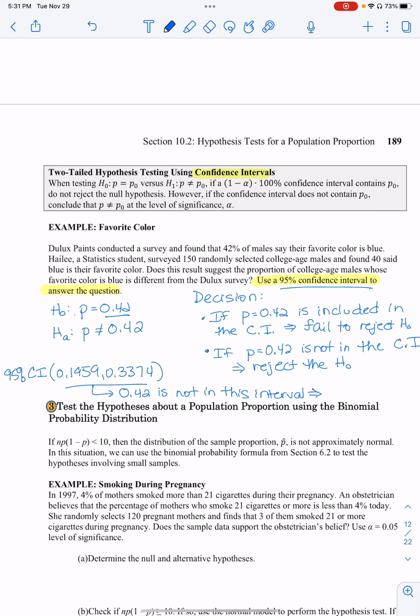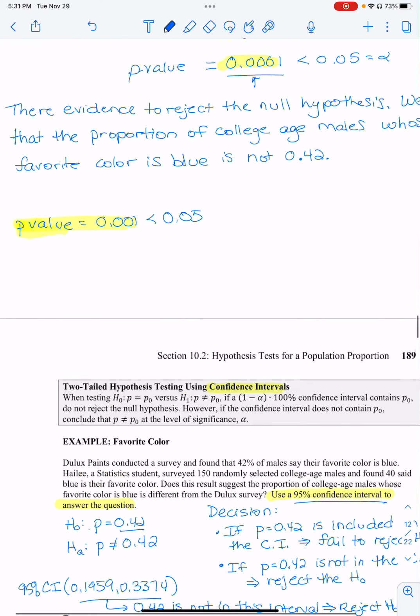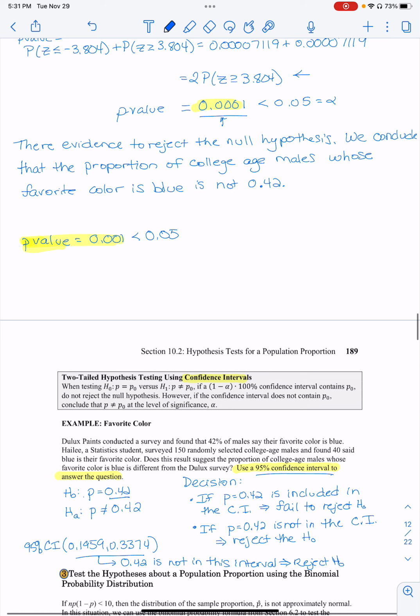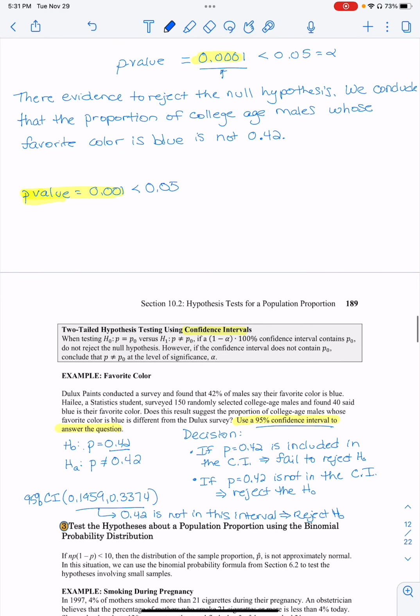So in that case, I'm going to reject my null. I'm going to reject my H-naught. And I'm going to say, again, exactly what I said above. There is evidence to reject the null hypothesis. We conclude that the proportion of college-age males whose favorite color is blue is not 0.42 because 0.42 is not in the confidence interval here.